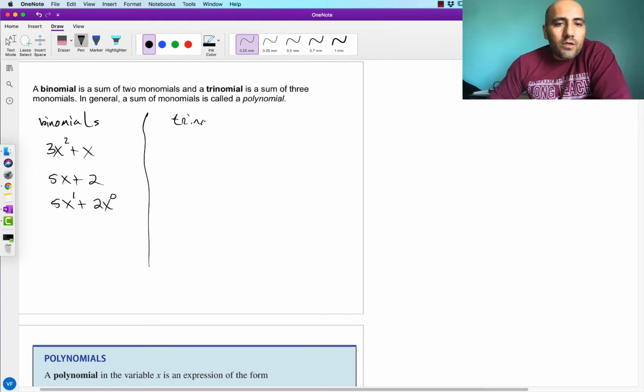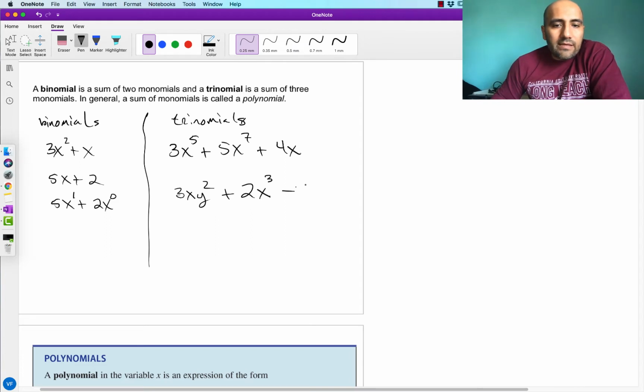Trinomials have 3 terms. So we could have something like 3x to the 5th power plus 5x to the 7th power plus 4x. That's a trinomial. This is a trinomial in one variable since we're only using the letter x, but we could have a trinomial in several variables. We could have something more complicated like 3xy squared plus 2x to the 3rd power minus 7y to the 4th power. There's an ugly trinomial. Let me stick to them all being addition for now. Good. And then they're all examples of polynomials, right?